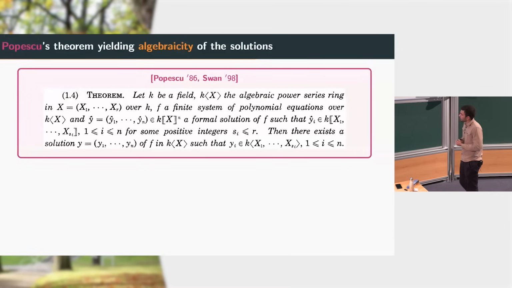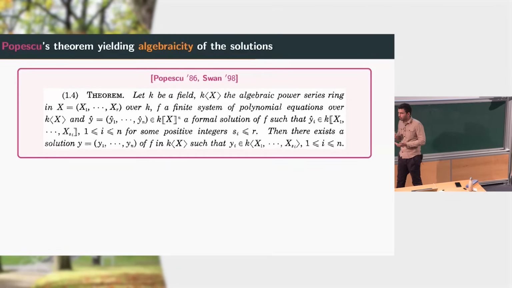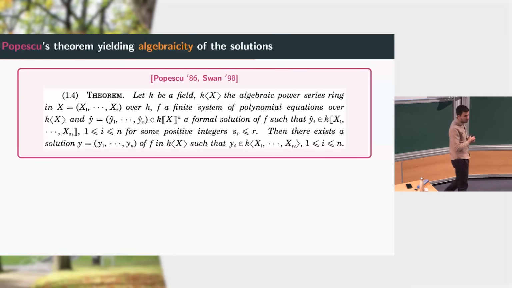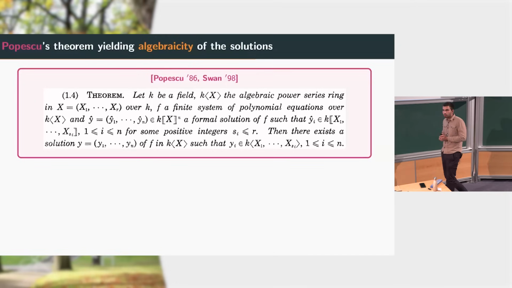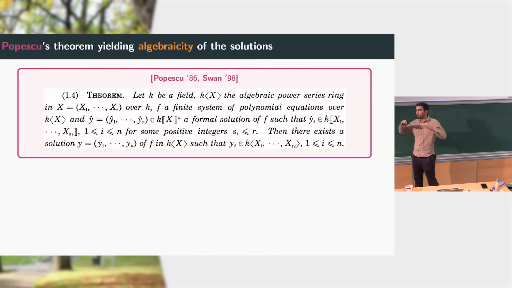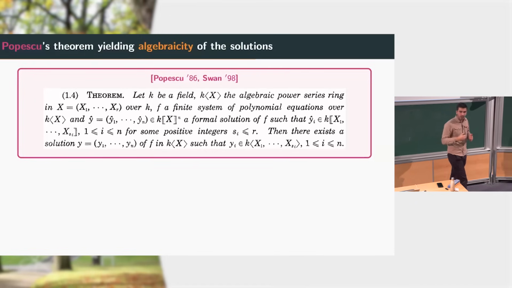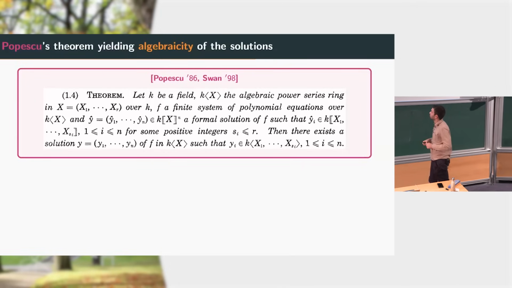And now here comes somehow the striking theorem of Popescu that I was talking about. It's a very deep theorem in Artin approximation theory. And essentially, it says that when you have a set of polynomial equations that admits a formal solution, then first of all, there exists an algebraic solution to these polynomial constraints.